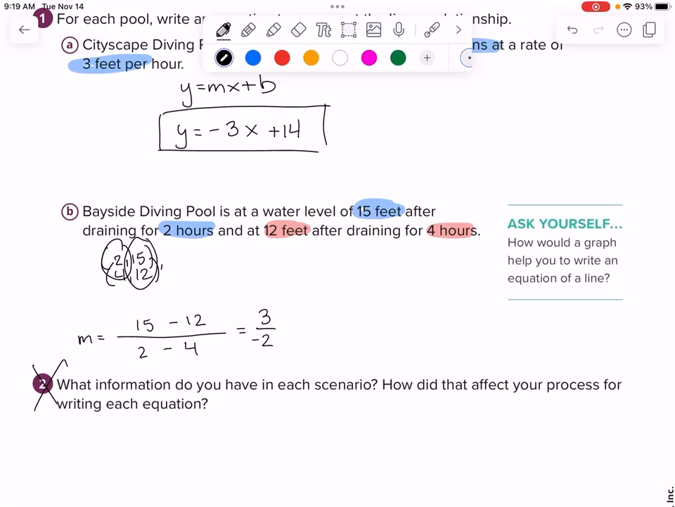What this means, it looks like it goes down 3 feet. So down 3 feet, I could put the negative with the 3 for every 2 hours. So that's our slope, but we got to figure out what is our y-intercept. So some extra work that is involved here.